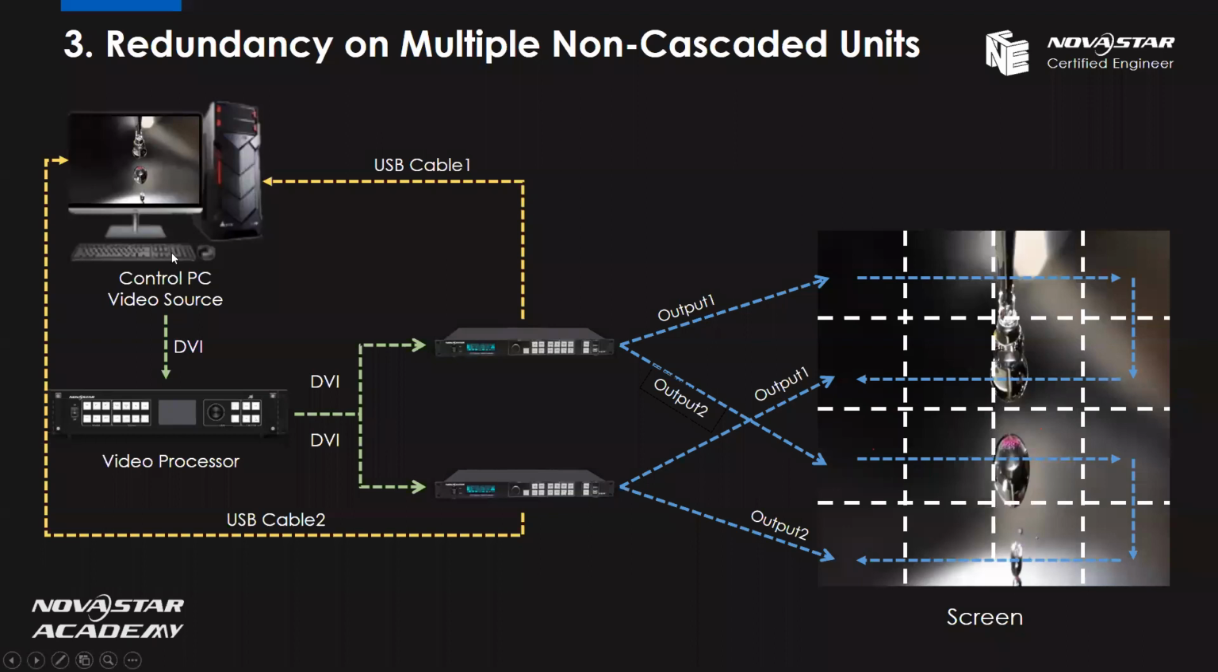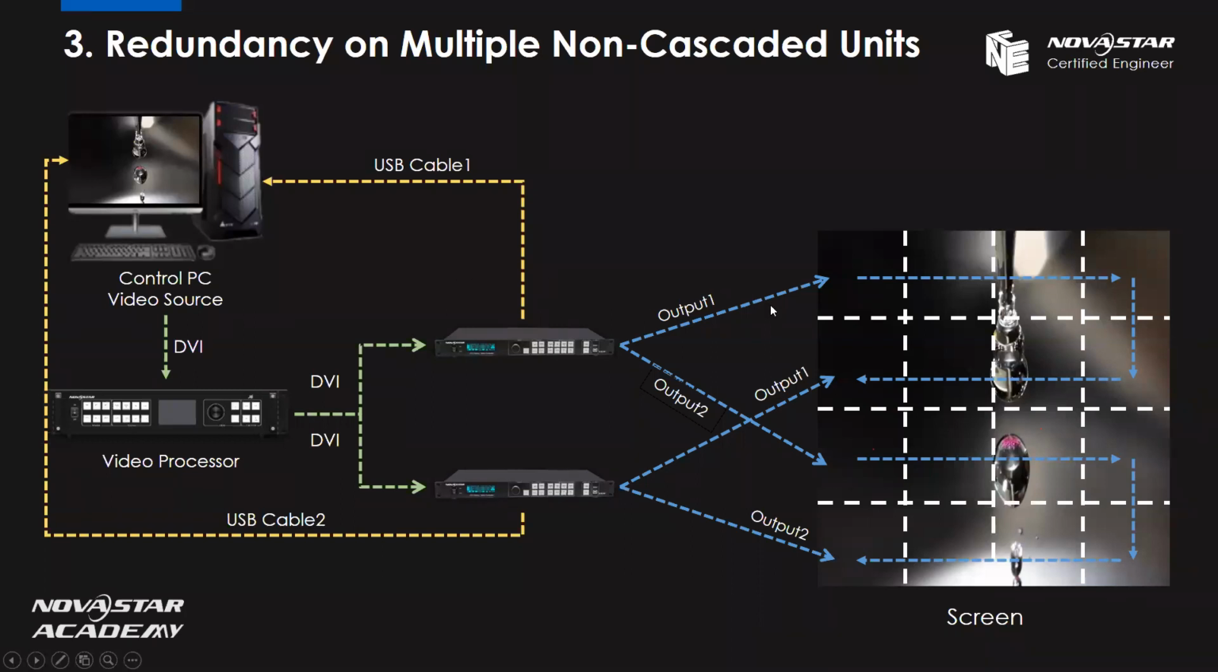The DVI signal from the video source enters the video processor to split into two identical DVI signals going to two sending cards. But the different part is the USB cable. So right now, the control PC is using two USB cables to connect to the two sending cards independently. So these two controllers have no connection between them, but they both have a connection with the control PC.